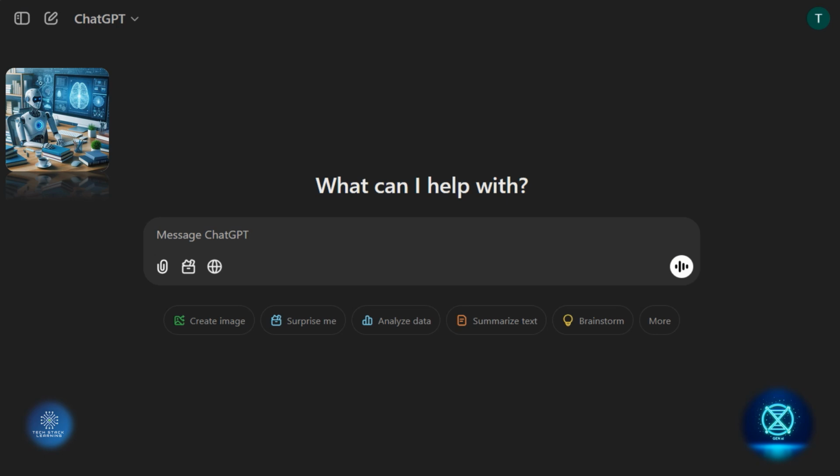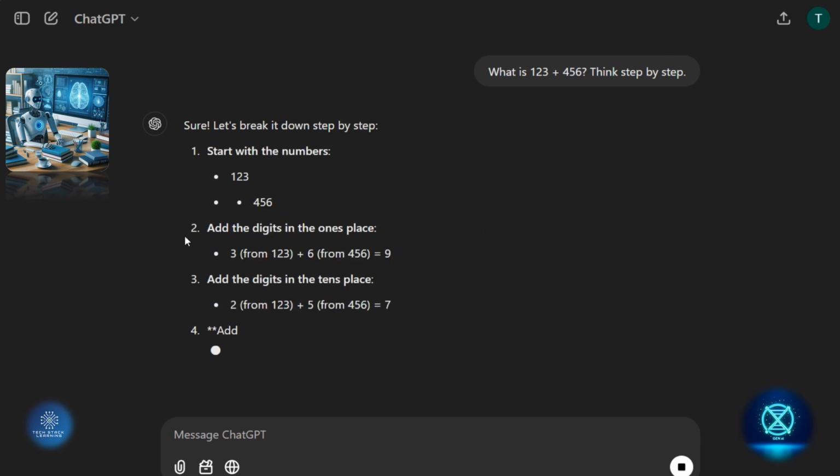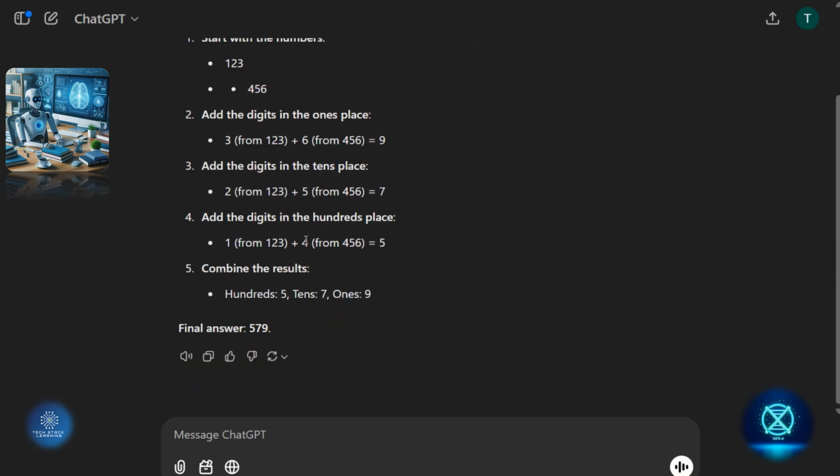I'll be walking you all through some of the unique examples of chain of thought prompts along with the explanations. First we'll see the math problem itself. We can ask, what is 123 plus 456? Think step by step. You see it has given you the complete breakdown step by step. Start with the numbers, then add the digits in the ones place, then the tens place, then the hundreds place, and combine the results. The final answer is this.